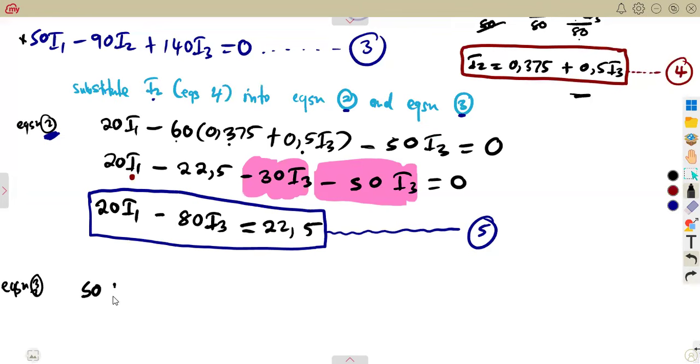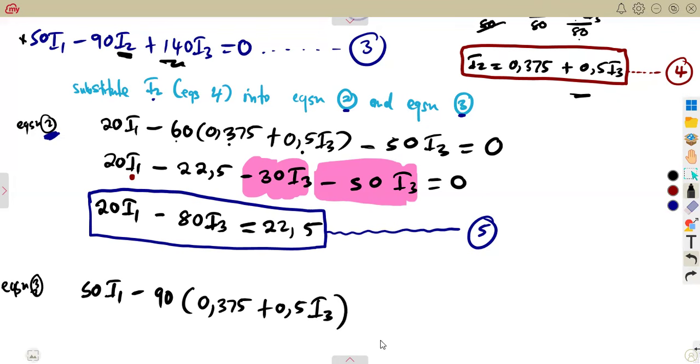So it will be 50i1 minus 90i2. In place of i2, you're substituting this i2 that you got there, which is 0.375 plus 0.5 I3, like this. Then we are remaining with the plus 140 I3 there, which is equal to 0. Let's just hope this is going to allow us to finish, guys.